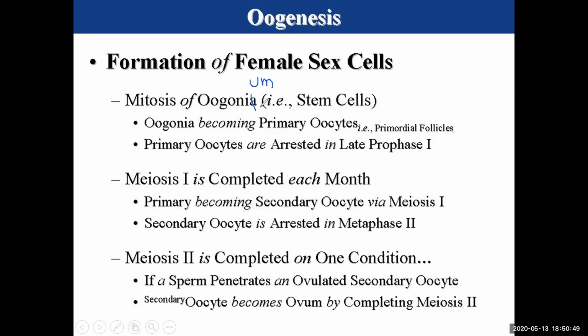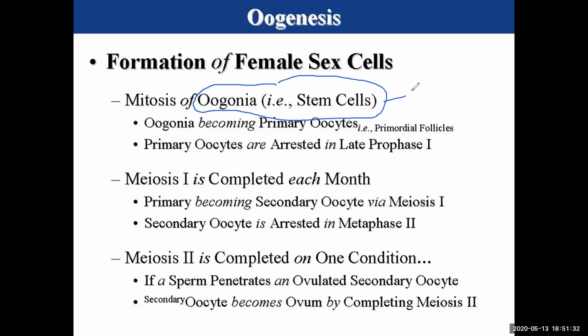The difference here is by the time the female baby is born, she has all her female sex cells in her ovaries. So she's not producing new ones after birth. That's the main difference between male and female reproductive system when we talk about developing, producing sex cells. Again, each oogonium is a stem cell. So the stem cell divides itself by using, again, mitosis.